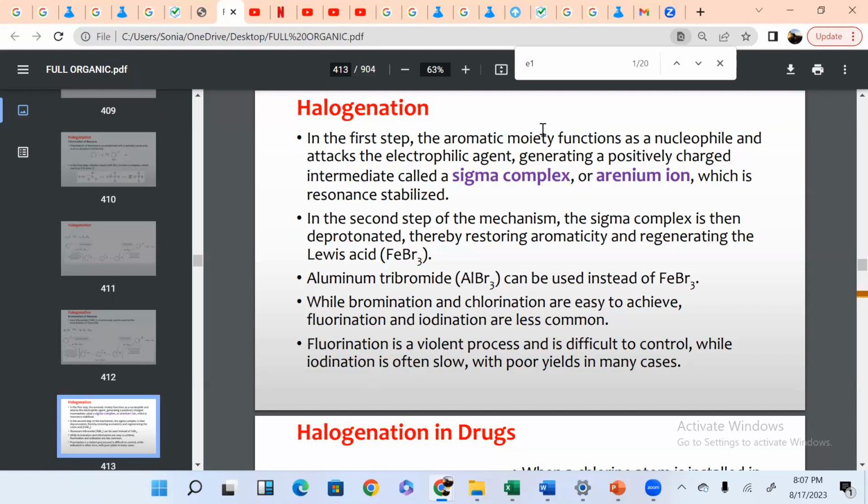For chlorination and bromination, it's much easier. Chlorination is a very violent process, as you can see in this large point, and it's difficult to control, while iodination is often too slow. So there is very poor yield. That's just basically going down group 7 of the periodic table. Chlorination is very violent, very fast, then it goes like that until iodination is too slow with very poor yield.